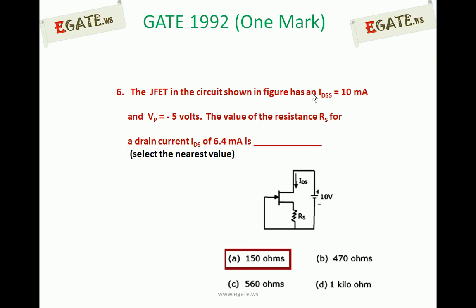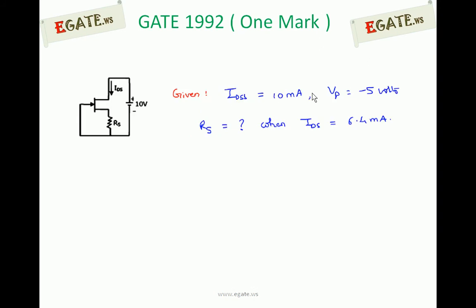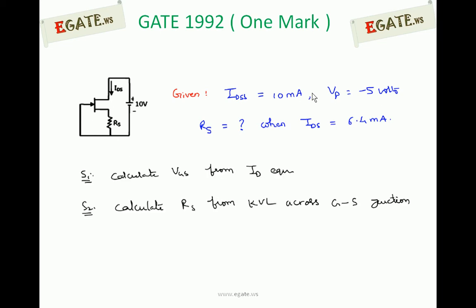We see the details now. This is the diagram given, and the information related to the problem is IDSS, drain to source saturation current, 10 milliamperes, pinch off voltage minus 5 volts, and IDS 6.4 milliamperes. We need to calculate the value of RS. So first calculate VGS from the drain current equation of the JFET.